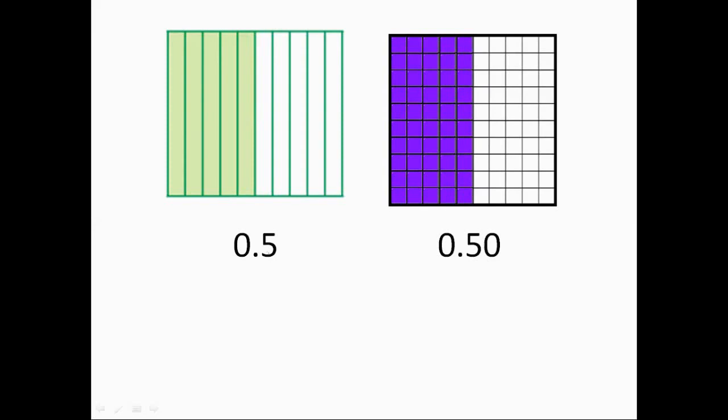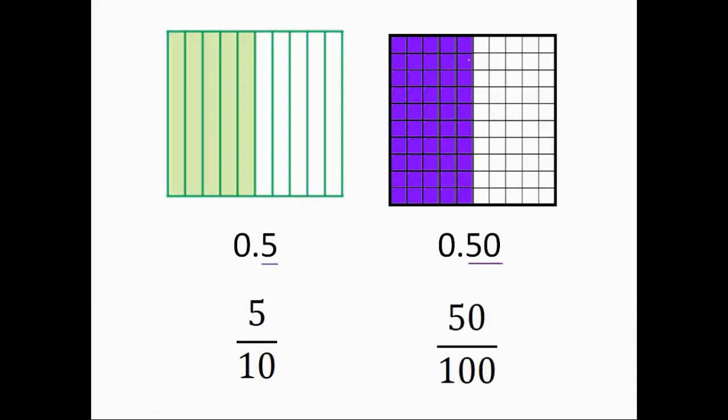So if we have only one digit after decimal, it means something is divided into 10 pieces, and out of 10, this number is selected. So out of 10, 5 is selected. Similarly, right side we have 0.50. So after decimal we have two digits. If we have two digits after decimal, it means out of 100, 50 is selected.